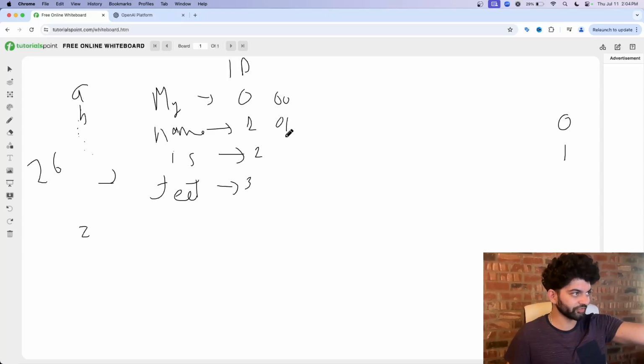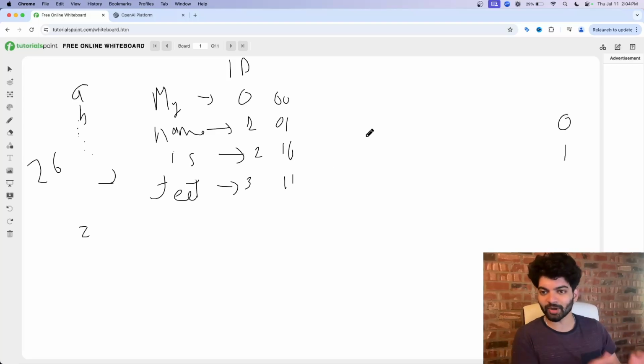It's 0, 0, 1, 1, 0, 1, 1. And this is something we can store in memory. And because it's something that we can store in memory, now we can actually start doing stuff with it inside a computer. So obviously it doesn't stop there. This is tokenization. That's it.